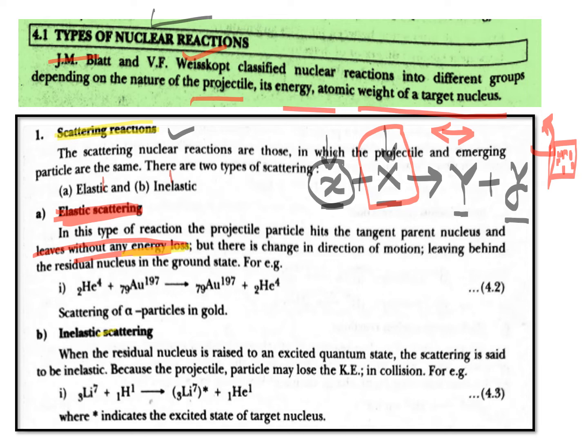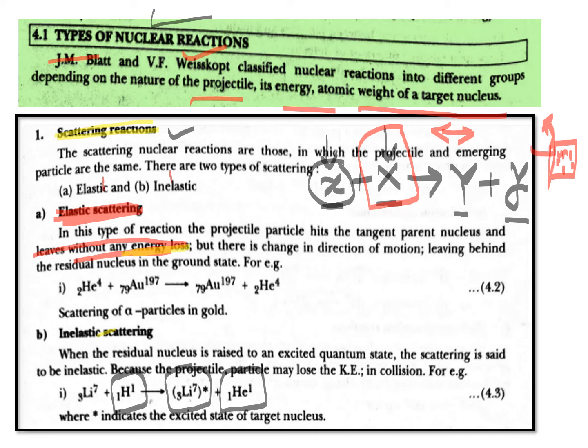For inelastic scattering, what happens when a proton is bombarded on lithium? Lithium absorbs that proton and becomes unstable. Absorbing means part of the energy is absorbed by the lithium, and it becomes unstable or goes into an excited state, and again the proton interacts with the target nucleus. This means the projectile interacts with the target and an exchange of energy takes place. This type of reaction is called inelastic scattering.